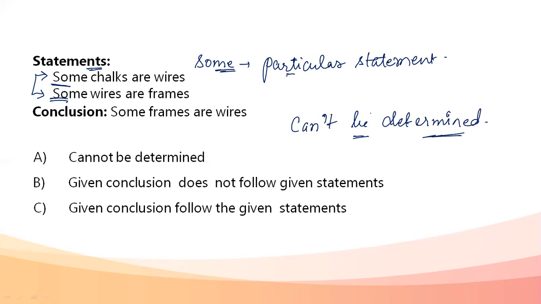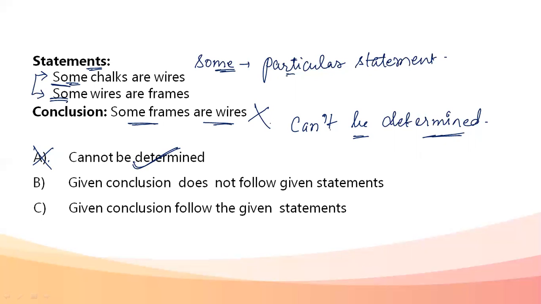So if I use the rule of tick and cross method, directly I can see that both the statements are: some chalks are wires and some wires are frames. Conclusion given is some frames are wires. Conclusion cannot be determined. So is this conclusion following up? No. This conclusion will not follow up. This conclusion is wrong. Basically, I will not be able to get any conclusion. So my answer will be conclusion cannot be determined, option A.